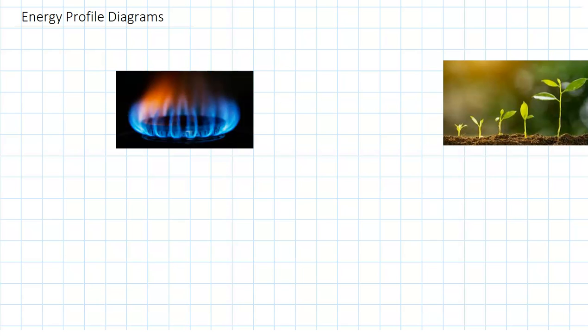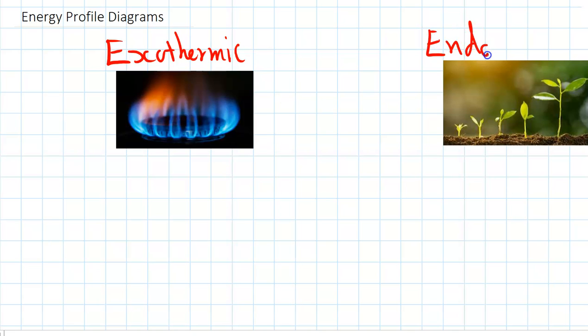Hey everybody! We've already learnt about energy profile diagrams, and you should be able to recognize which one is exothermic and which one's endothermic, but we're going to look at how you actually draw them now. So remember, there's two different types of energy profile diagrams. There's the ones that represent exothermic reactions, and then there's the endothermic reactions.